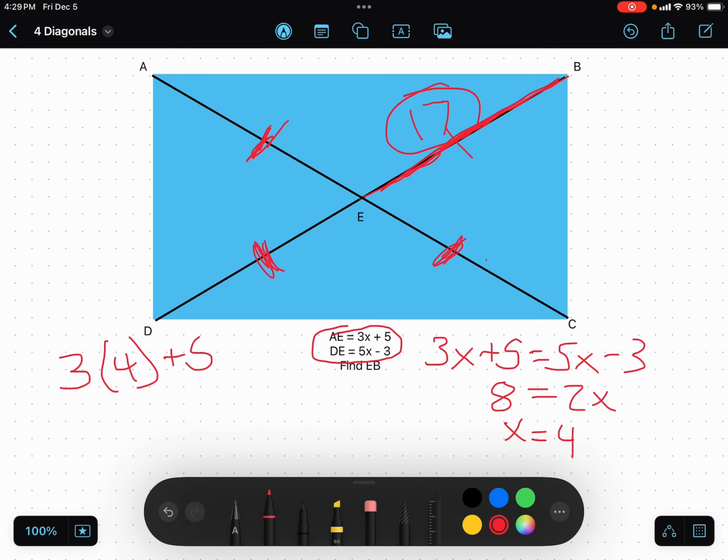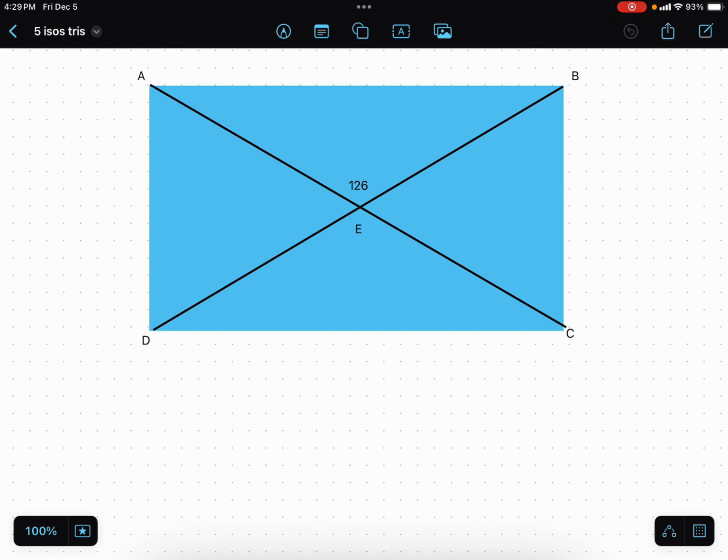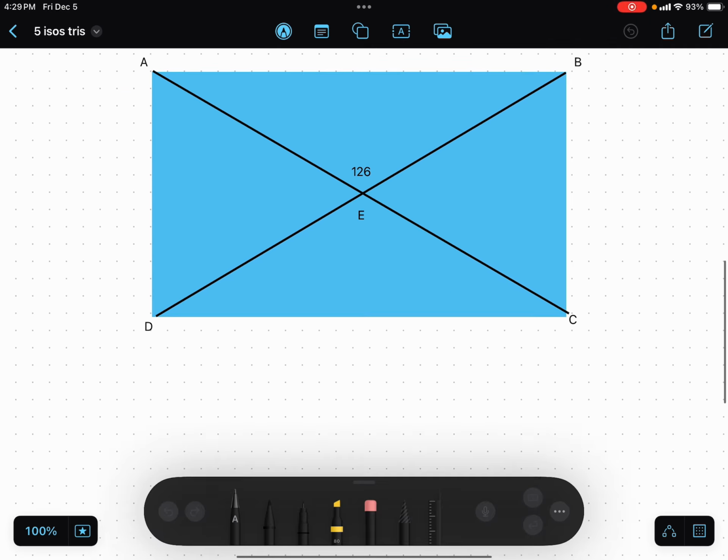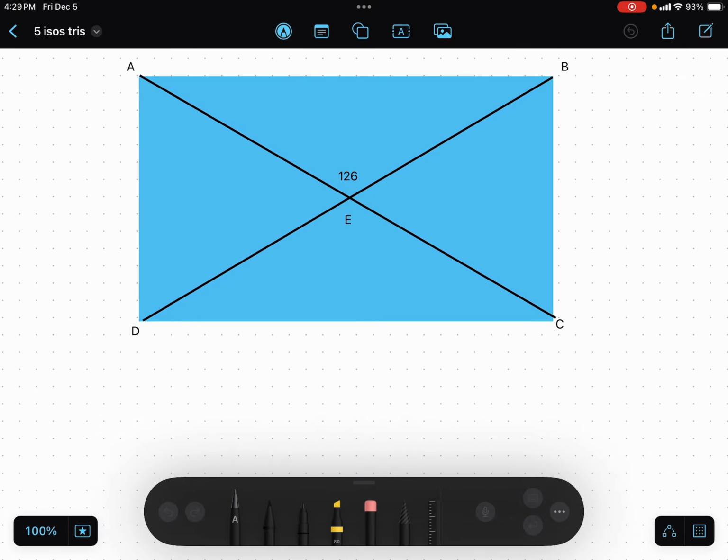All right. Now, a little bit of a more advanced task that you might have with rectangles is the fact that because these 4 parts are all congruent, it sets us up to have some problems where we have isosceles triangles. We can use the different facts surrounding isosceles triangles to solve problems.